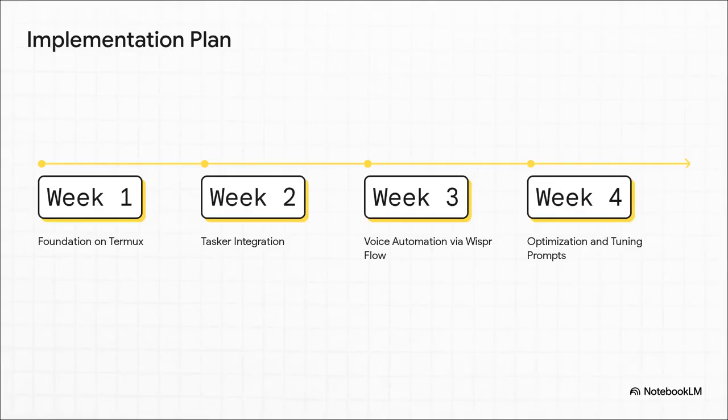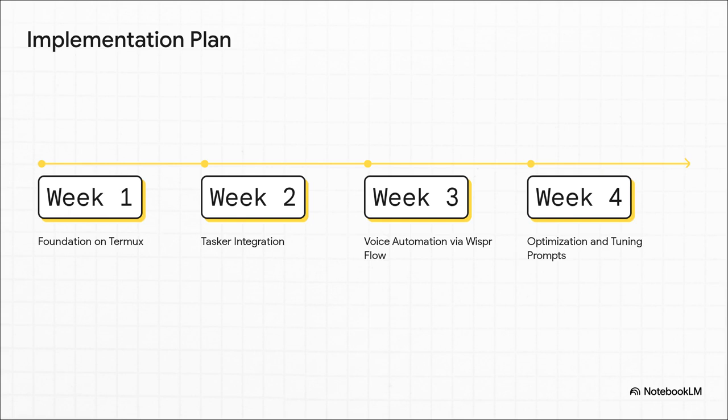Claude actually suggested a really meticulous 4-week implementation roadmap. Week 1 laid down the Termux foundation. Week 2 integrated Tasker and Android widgets. Week 3 brought in voice automation via Whisper Flow, which allowed for totally hands-free task capture. And finally, Week 4 was entirely about optimizing prompt logic.